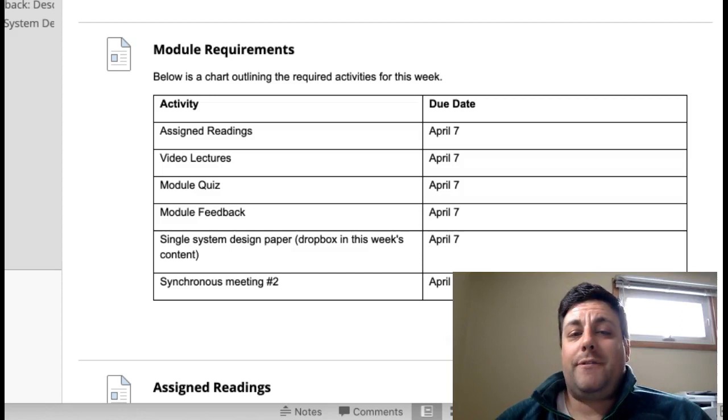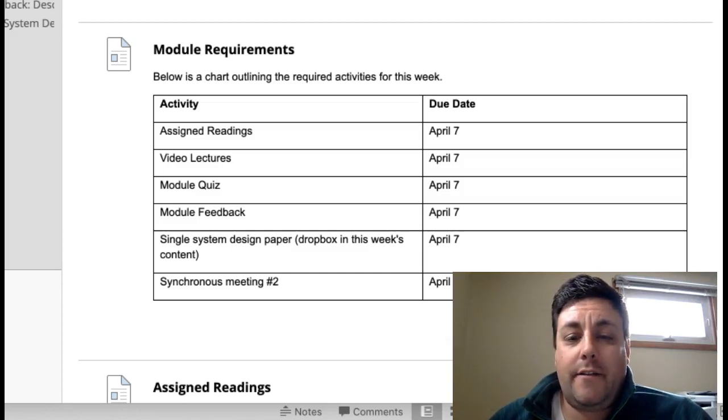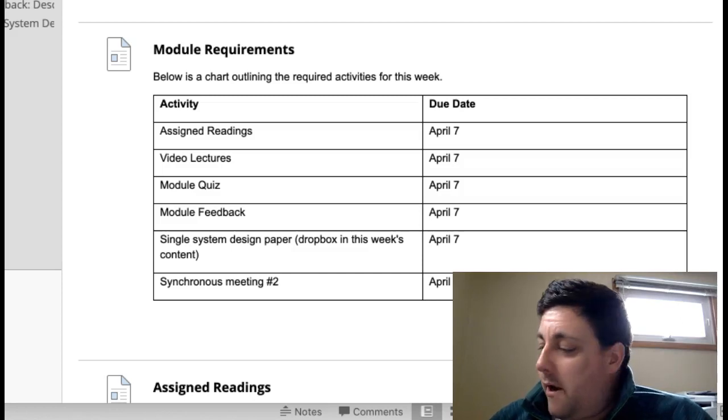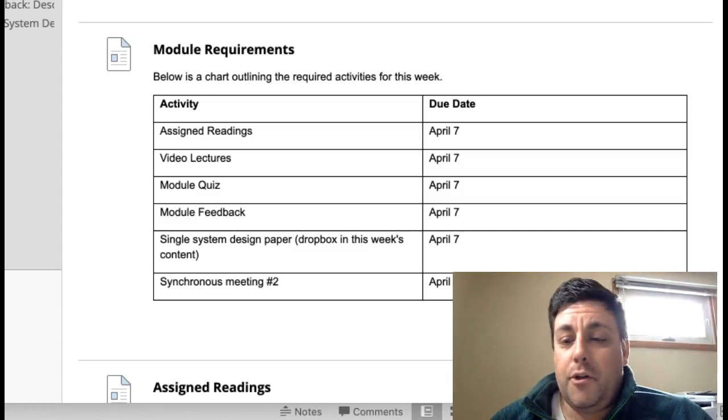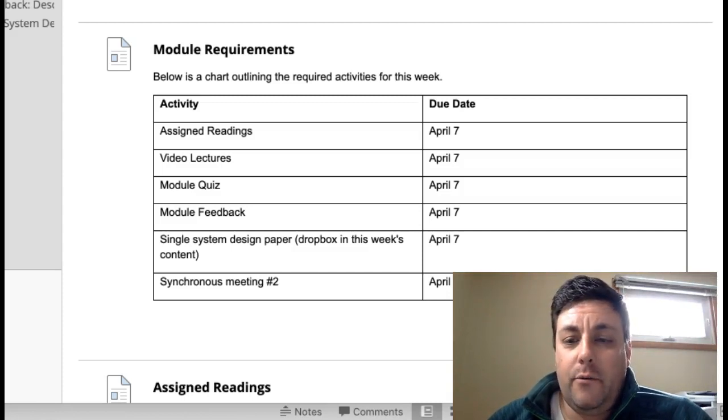Then on Tuesday, April 2nd, at 7 p.m., we'll do our second synchronous meeting. And during that meeting, we will answer any questions about the single system design paper, and then we will talk about the program evaluation proposal. That's the second big paper in this class here. We'll answer questions about that, talk about expectations, go over it, that kind of thing. So look forward to seeing you all on Tuesday.